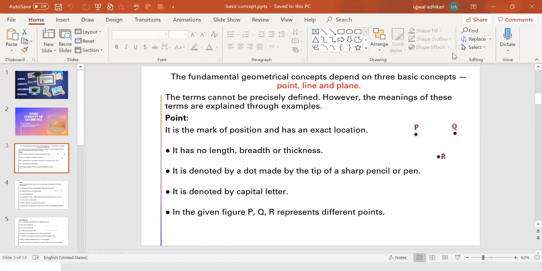So the concept of the point, I'm going to revise all these things in a very small sentence. Point has no length, no breadth, and no thickness. It is denoted by capital letters, and it is a dot.